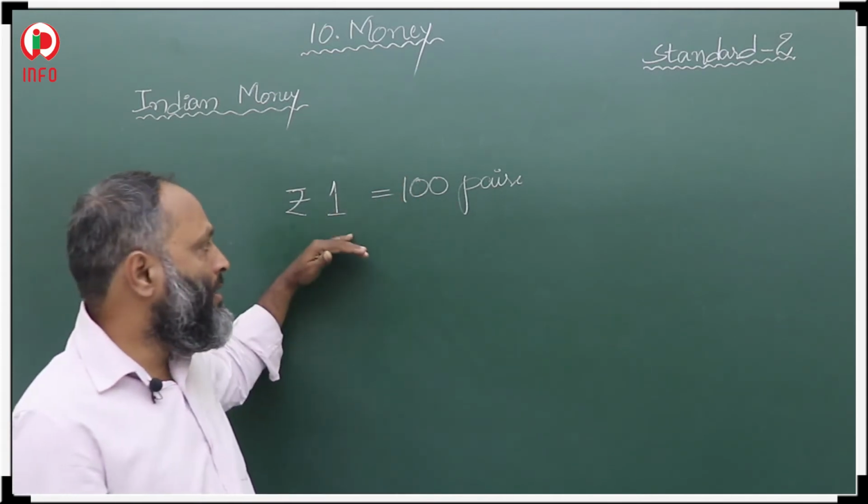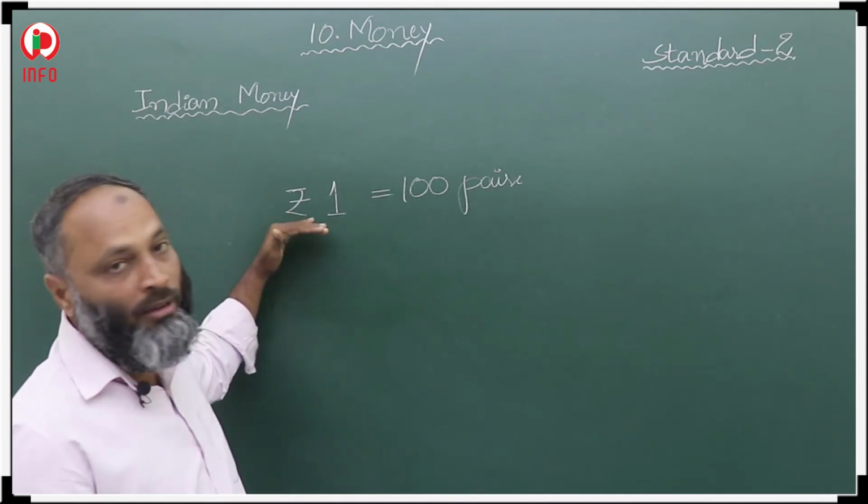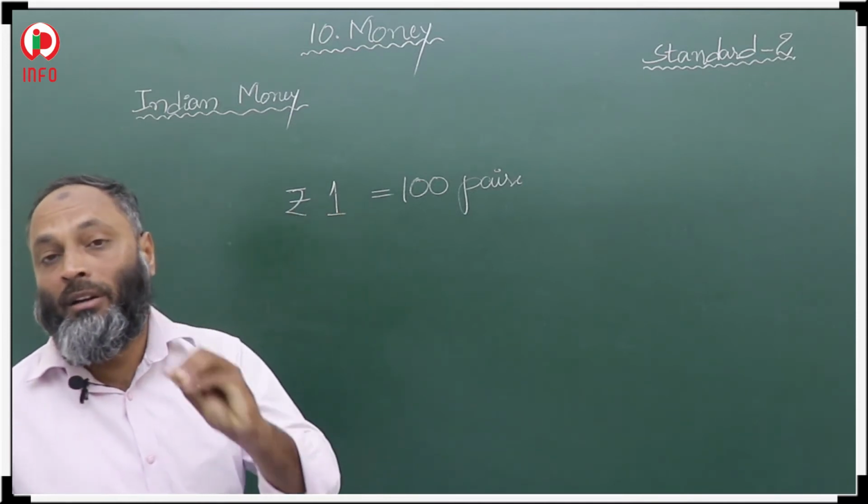Okay. So these things you have to remember. You should remember this concept for rupee: 1 rupee is equal to 100 paisa.